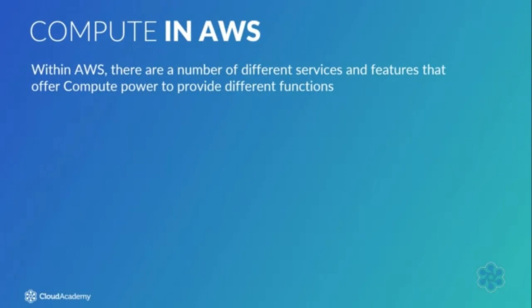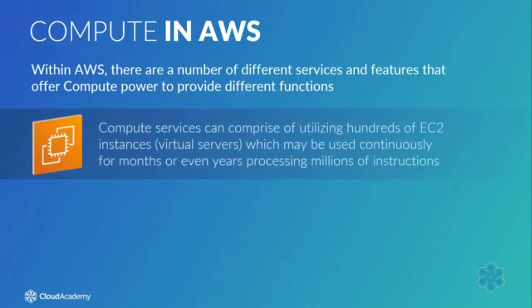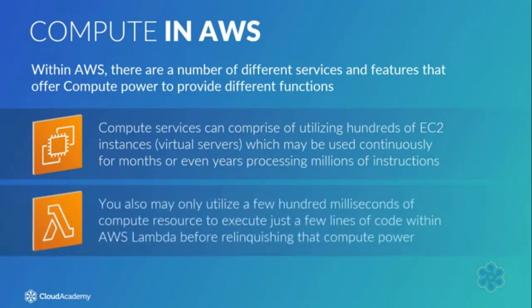Within AWS, there are a number of different services and features that offer compute power to provide different functions. Some of these services provide compute which can comprise of utilizing hundreds of EC2 instances or virtual servers, which may be used continuously for months or even years, processing millions upon millions of instructions. On the other end of this scale, you may only utilize a few hundred milliseconds of compute resource to execute just a few lines of code within AWS Lambda before relinquishing that compute power. AWS Lambda is a serverless compute resource in AWS, and I'll cover more on this service later in this course.